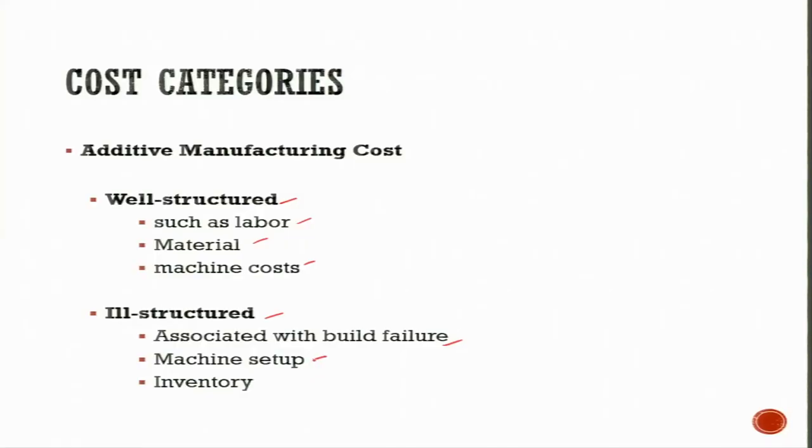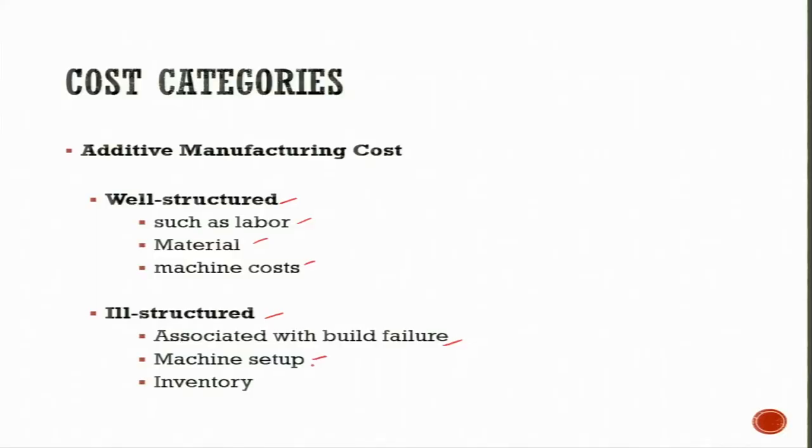Sometimes that fusion doesn't happen properly. So that becomes a weaker point. It can break from that point. Then machine setup costs. Sometimes the machine setup, this is again, if the spool is finished, that means the machine setup has to be done in between the manufacturing itself. So then that becomes a machine setup, that is again an ill-structured cost.